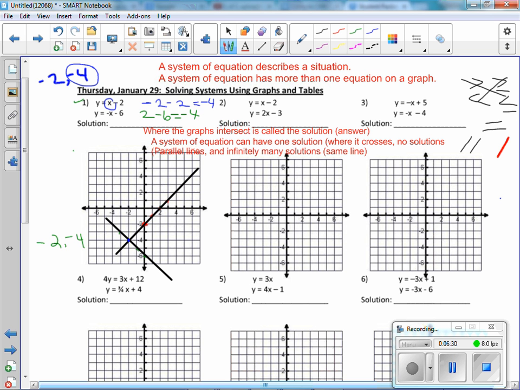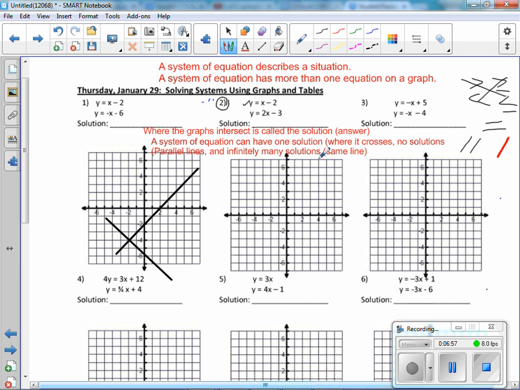Okay, number 2. Now, class, for this to work, it has to be in y equals. Some of the problems on the sheet may not be in y equals, so we have to change them up, all right? So all of this is things that you've already learned that we're just putting in for 2 equations in one graph. So let's do the first one.